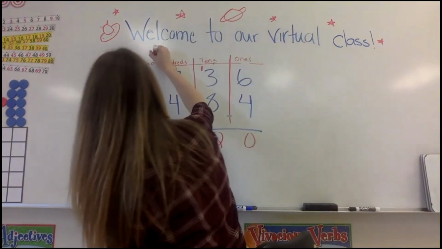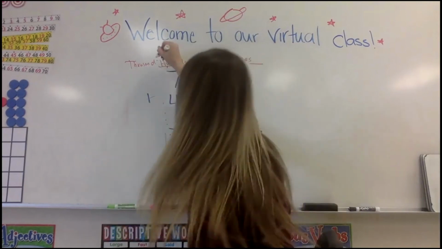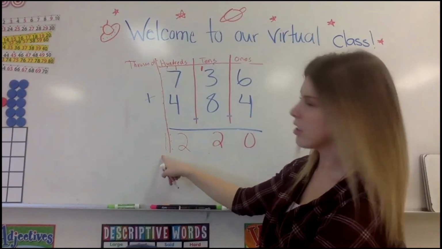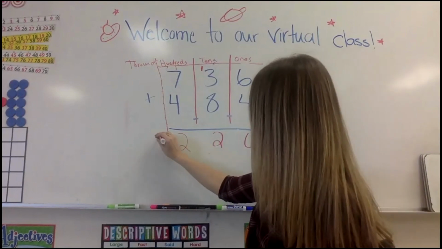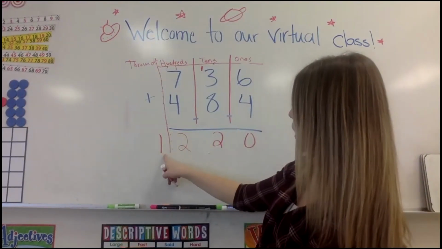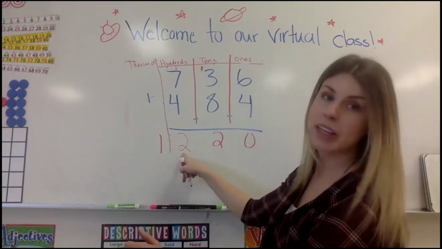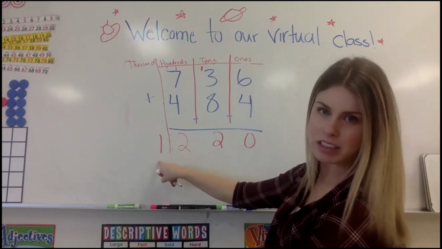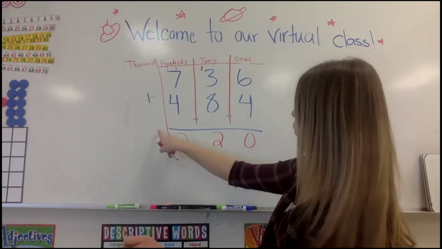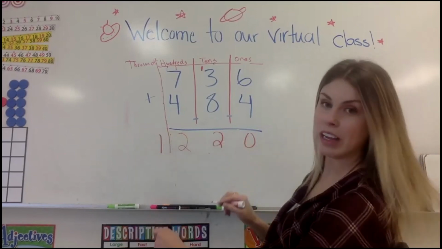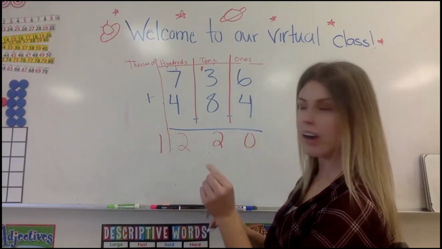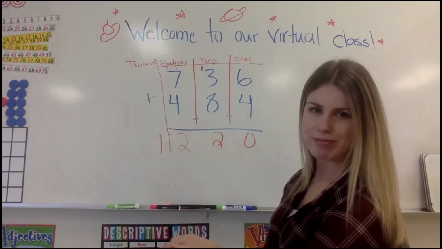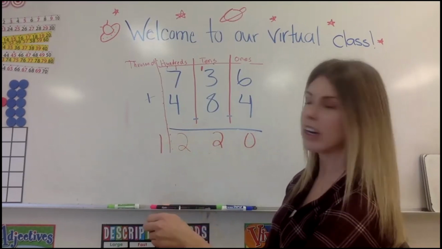Wow, my writing has not gotten better. So this 1 belongs in the thousands club. Now, some of you might try to add this 1 to the 2 to make it 3, but that's not what we do. The 1 holds its own place in the thousands club. So if you got the answer 320, I want you to think about that. The 1 from the 12 has to go in the thousands club because it's a totally different number.